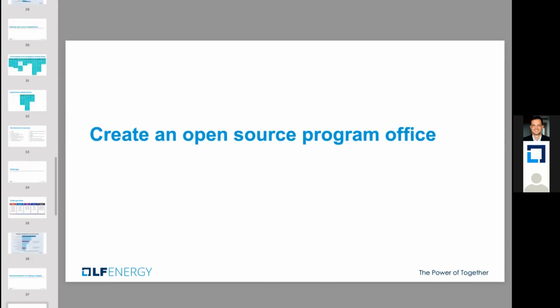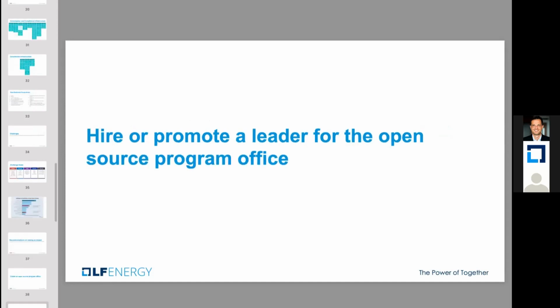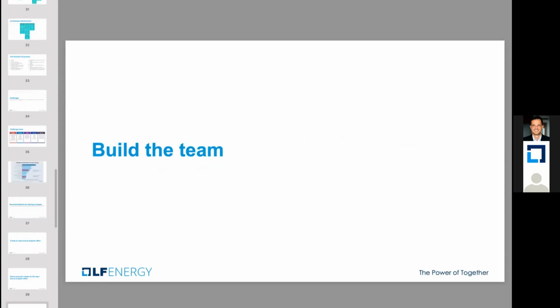Create an open source program office. This is very obvious. It's my number one recommendation. Hire or promote a leader to lead the office. Oftentimes companies try to look for new blood from outside the company, and in many cases they overlook that there's a lot of really good talent inside the company. So look to promote or hire somebody if you don't have internal resources for this office.